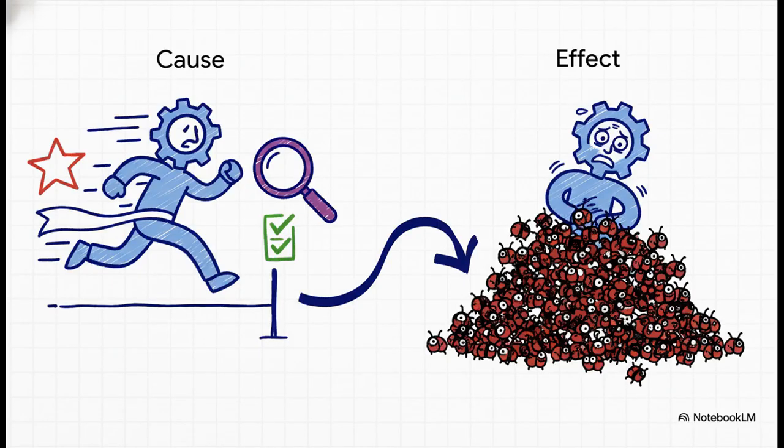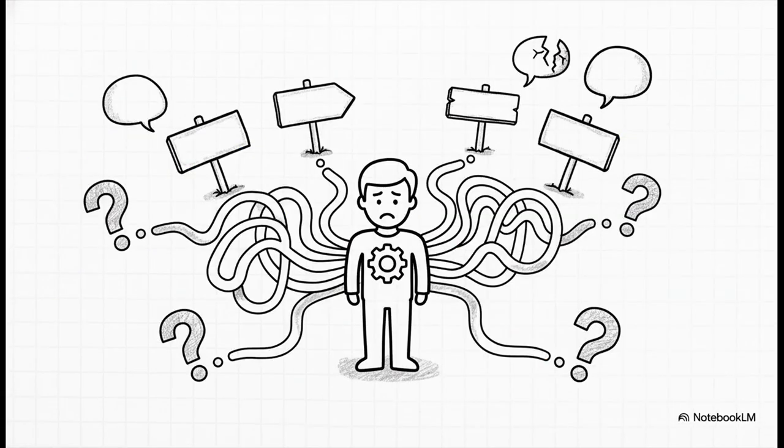Second big one, never skip quality assurance. It can be so tempting to just rush features out the door, right? But skipping code reviews and proper testing is what they call a false economy. You are guaranteed to just create more work for yourself later on, fixing bugs that could have been caught easily at the start.